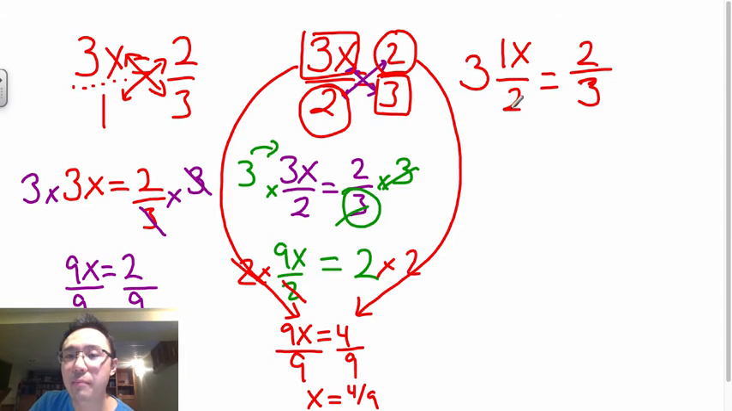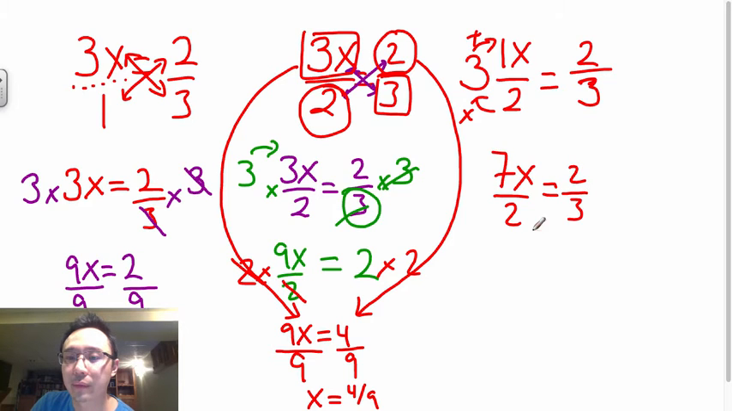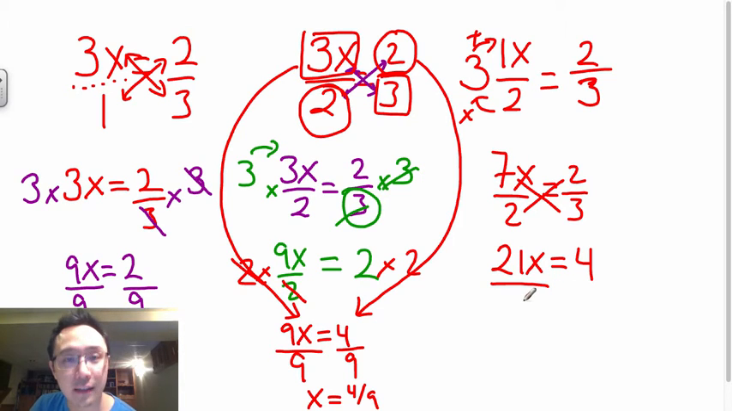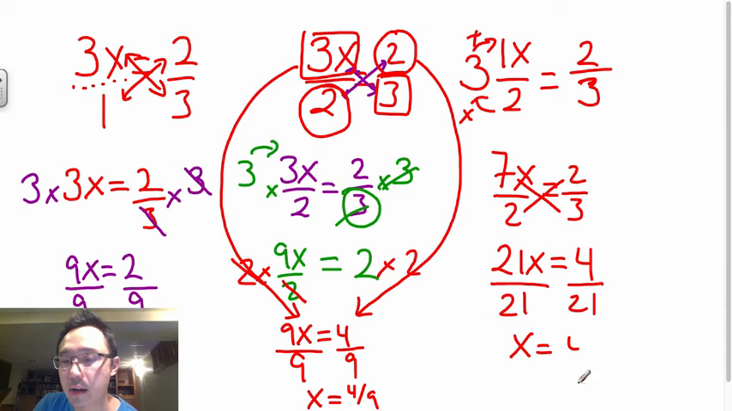Now, when you have a mixed number, it's just an extra step. Change this into an improper fraction. Multiply and add. 2 times 3 plus 1. 2 times 3 is 6 plus 1 is 7. 7x over 2 is equal to 2 over 3. Same thing like here, cross multiply. 7 times 3 is 21x. So remember to write these steps. 2 times 2 is 4. It goes back into 21x. I don't want 21x, so I need to get rid of the 21 by dividing by 21. x is equal to 4 over 21.